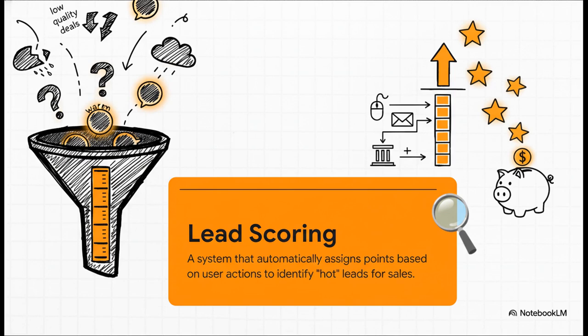Instead of creating a deal for every single person who seems interested, the system automatically assigns points for engagement. Clicking a link in an email, maybe that's plus 10 points. Visiting the pricing page, that's another 20. Only when a lead hits a certain score, say 50 points, does the system automatically create a deal for the sales team. It's the perfect filter.